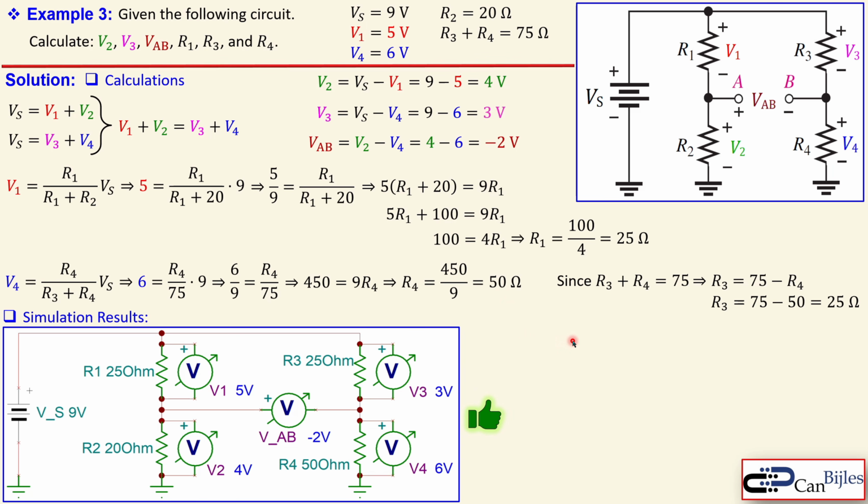So this is the complete set about our voltage divider rule example for these circuits using DC voltage sources.